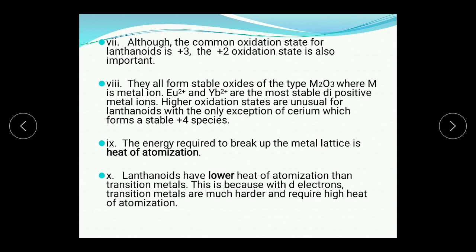Lanthanides have lower heat of atomization than transition elements, because with d electrons, transition metals are much harder. As lanthanides resemble alkali metals, they are soft, hence low heat of atomization. They require very little heat, but d-block elements are much harder, hence they require high heat of atomization.